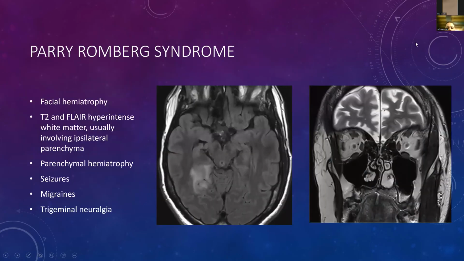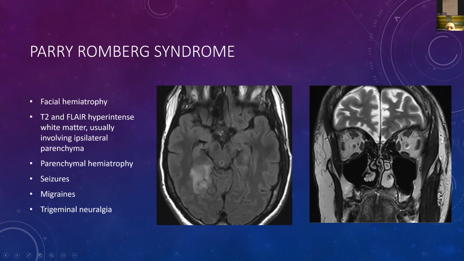And then the last case I have here, this is called Parry-Romberg syndrome. This is a facial hemiatrophy, which is the most pathognomonic symptom. You have T2 and FLAIR hyperintense white matter, usually involving the parenchyma which is ipsilateral to the facial abnormalities. And so the parenchyma will atrophy over time. You may have seizures, migraines, and trigeminal neuralgia.